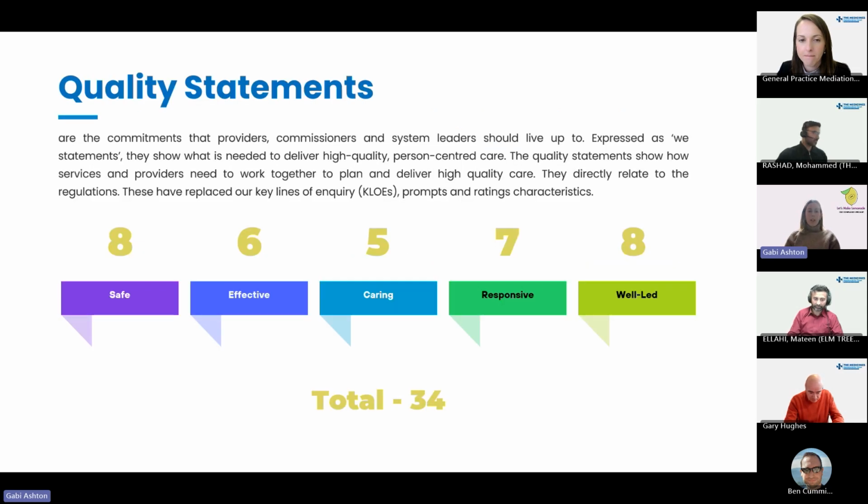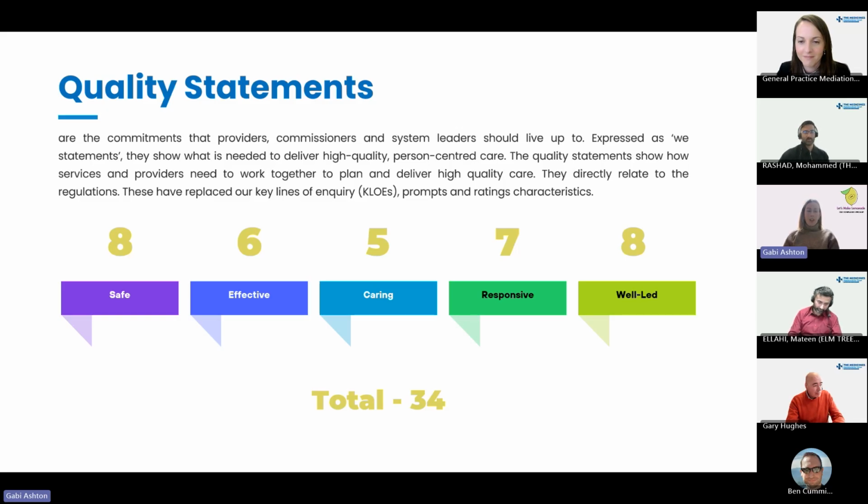So the 34 quality statements that the CQC look at are essentially commitments that providers and system leaders should live up to. They are expressed as we statements, and they show what's needed to deliver high quality and person-centred care. They provide guidance, details, and lots of links to best practice guidance and legislation about how you need to work together to plan and deliver this high quality care to people. They have replaced the key lines of inquiry, the KLOEs. Hopefully we're not still talking about KLOEs, but if you are, please don't, and talk about quality statements instead. We've still got a few legacy policies out there that talk about KLOEs. So yeah, the quality statements have replaced the KLOEs.